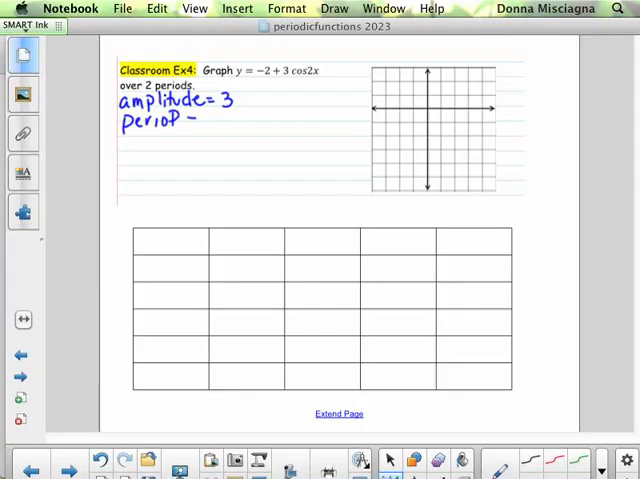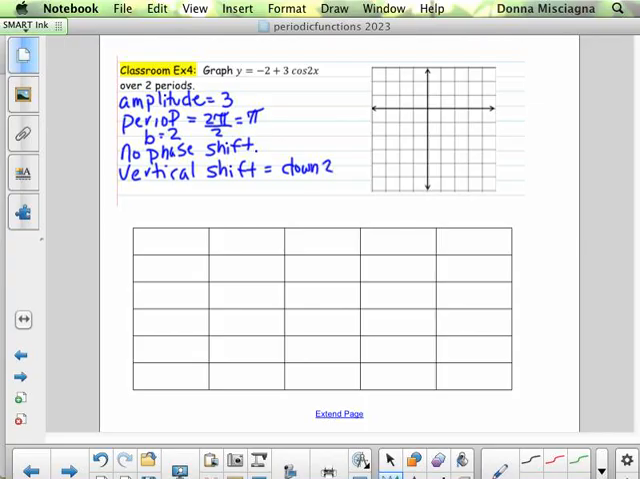The period is 2 pi divided by b. b is 2. Oh, actually, maybe I'll have space for 2 periods. Let's see. So we're going to take 2 pi divided by 2, which is pi. There is no phase shift. And the vertical shift is down 2. And we have a minus 2 there.